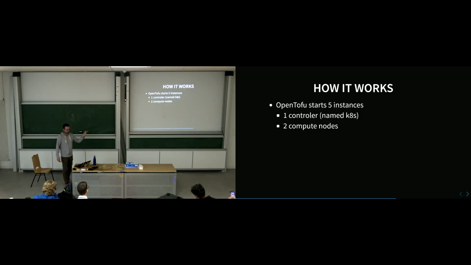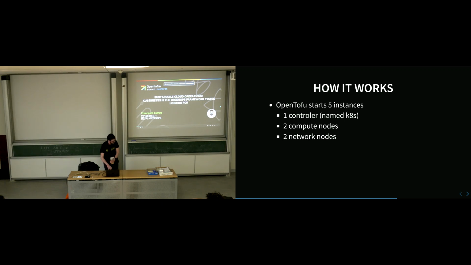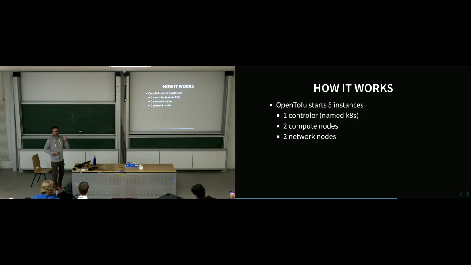I will start 2 compute nodes. It's useful sometimes to test live migration, for example. I will start 2 network nodes, because when you ask for routers within OpenStack, you may have a router active and another one not active, and you may want to debug what's going on between the two of them.